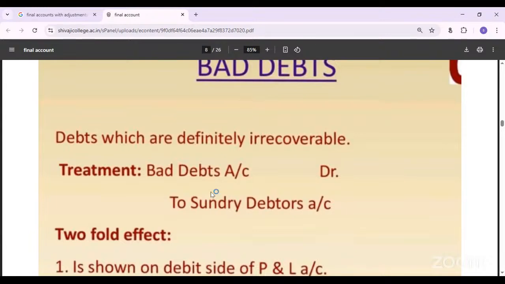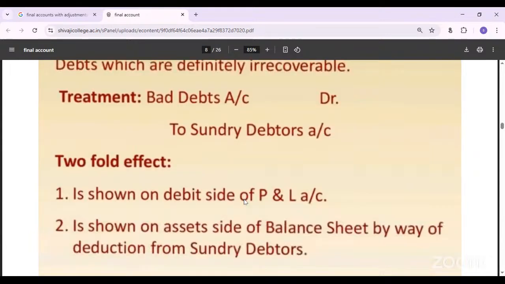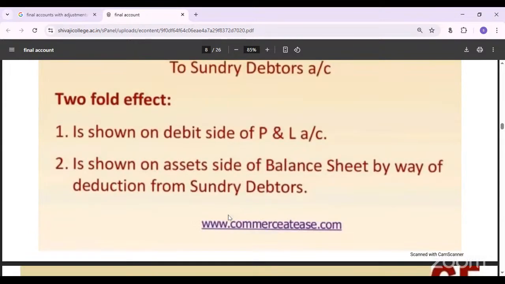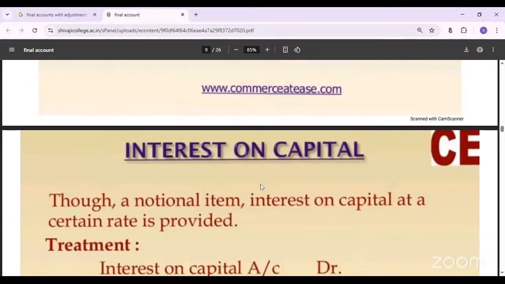Now, bad debts. The journal entry is bad debts account debtor to sundry debtors account. Because we are not receiving the amount from the debtors, the bad debt should be transferred to the debtors. As for the adjustment, we show it once on the debit side of the P&L account. Again, on the asset side of the balance sheet, we have to deduct it from the debtors.